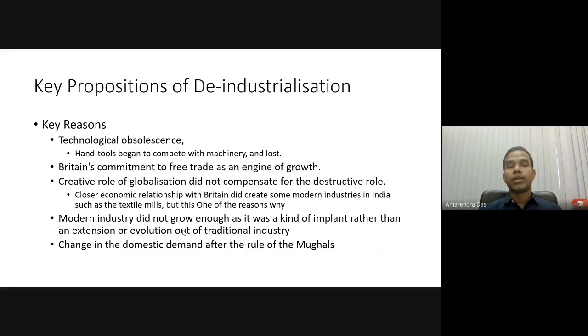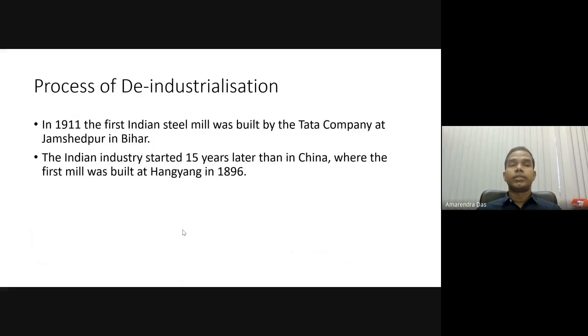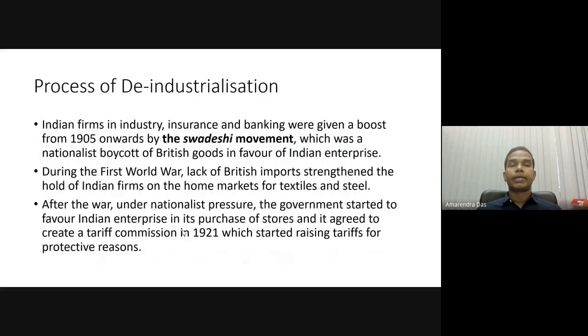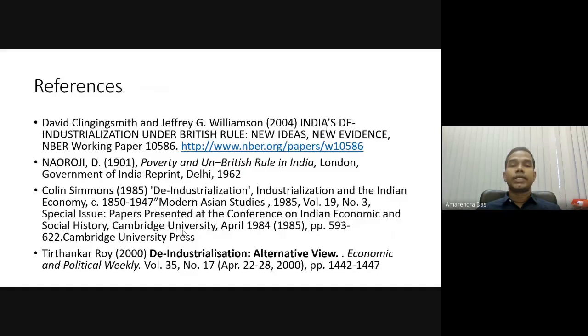And similarly, the modern industry was not an evolution from the traditional industry, rather this was implanted. So that's how we could not see the growth. And similarly, there was also a significant change in the domestic demand after the rule of the Mughals. And that's how overall there was the process of deindustrialization. So this is all about the effect of the British rule on India's handicraft sector and the process of ruralization.